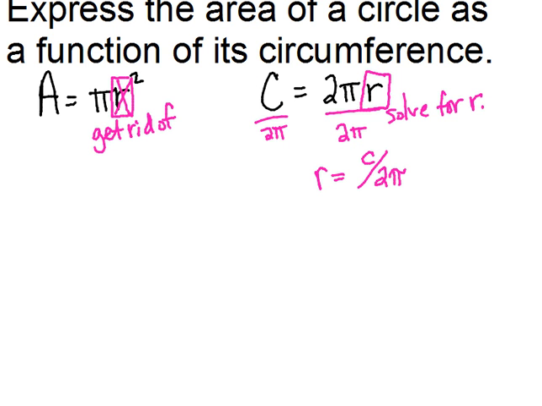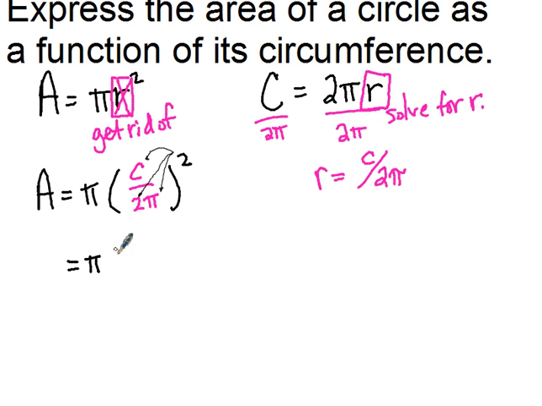Okay, so back over here, I'm going to come and I'm going to replace r, my radius, with c divided by 2 pi instead. Okay, so now I have area as a function of circumference, and I simply need to simplify. So I'm going to distribute my 2, I'm going to square the c value, I'm going to square the 2, I'm going to square the pi. Okay, everything gets squared when you distribute. So that's pi times c squared over 4 pi squared.